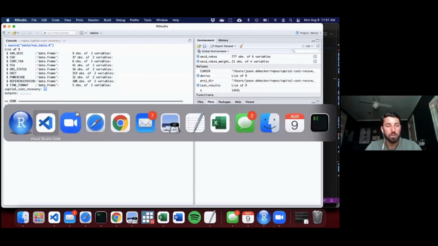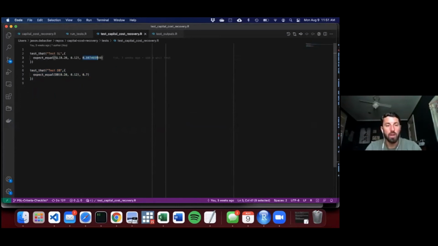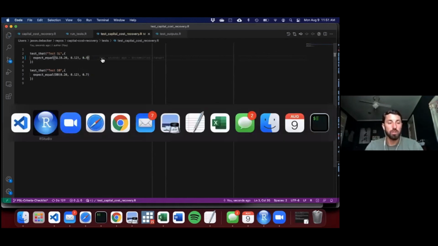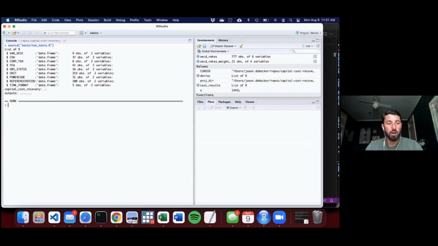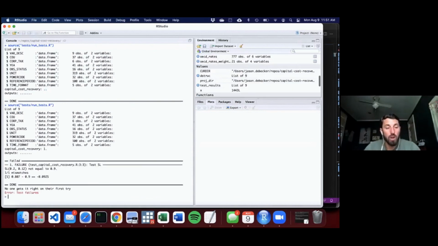Let me go back, just to show you what a failure looks like here. If I were to report a different value here, so maybe 0.9 instead of the 0.807 being returned from that straight line depreciation function, I'll go back to R and run this test script again. And again, it's going to run that capital cost recovery model. It prints some output, and then we're going to get our output from the test that.